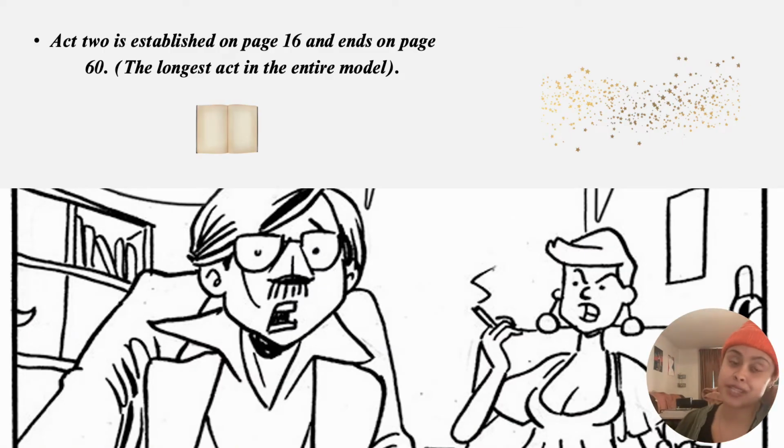Act 2 is established on page 16 and ends on page 60. It is the longest act in the entire graphic novel. This is where all the drama takes place. This is where the character changes and develops and evolves and commits all his dirty deeds to get what he wants, and he does. And it's really intriguing in the way that the author chose to tell the story. It was very insightful, and it kept you on your toes and kept you wondering.